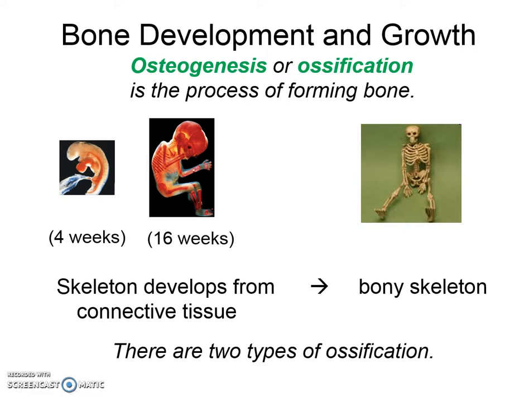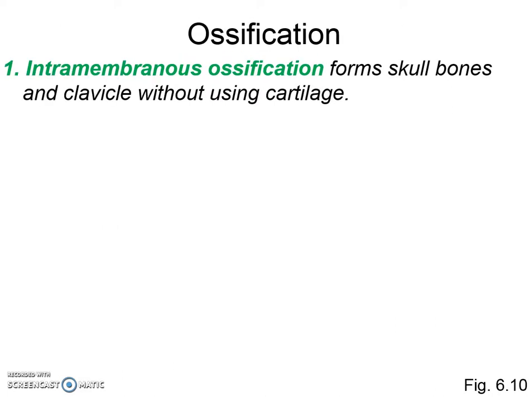There's actually two types of ossification, or two types in which you can grow new bone. The first is called intramembranous ossification. These two types of ossification differ in what type of bone you're going to form. For intramembranous ossification, you're going to form skull bones and the clavicle. The clavicle is your collarbone. And importantly, you're going to do this without using cartilage.